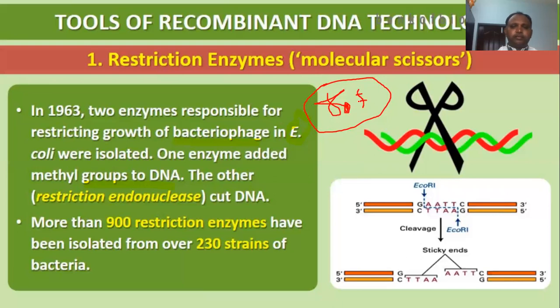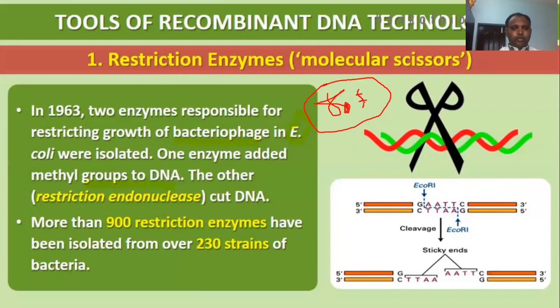These enzymes are a methylase, and the enzyme which makes the cut is called a restriction endonuclease. These two enzymes were first discovered from E. coli bacteria, because the bacterium wants to cut and degrade the viral DNA and at the same time protect its own DNA from the action of the restriction endonuclease. So one is methylase, another is restriction endonuclease.